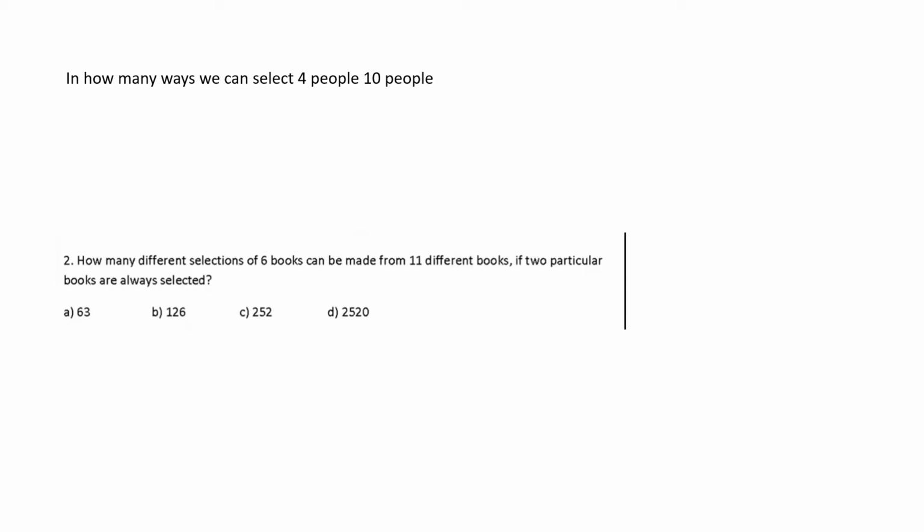So the first question is: in how many ways can we select 4 people out of 10 people? You can see the word select. So how will you write it? The 10 people are the total, that means n is 10, and r is 4. So nCr, how can you write it? You will write 10C4. That's it. I hope you understood how we can apply this. Now you can quickly write it in the calculator and get the answer.